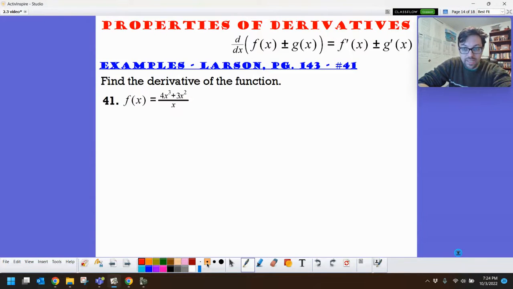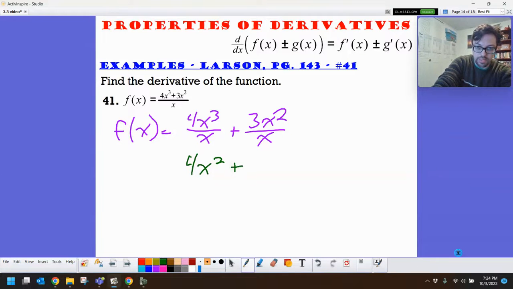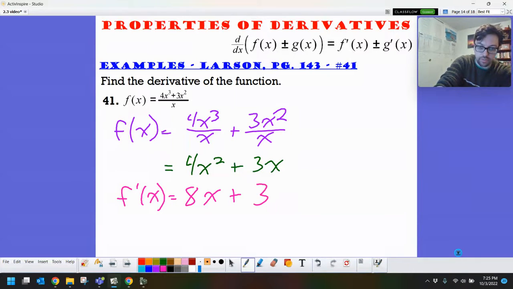In this example, I've got all kinds of stuff all over the place. I really want to break this up so that I've got two functions being added together. Right now, I've got two functions being added and then divided. So let's distribute that division and make this instead f of x equals 4x cubed over x plus 3x squared over x. That will allow us to find this to be 4x squared plus 3x. Okay, now we can power rule it. So f prime of x, so our derivative, will be 8x plus 3.